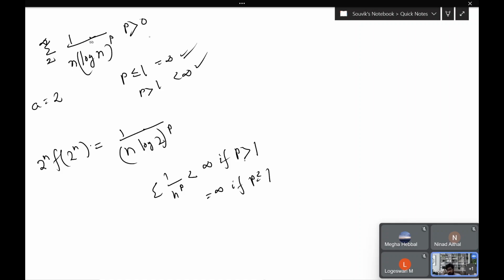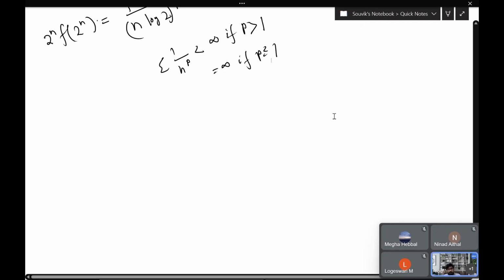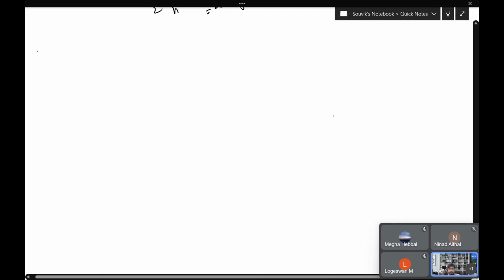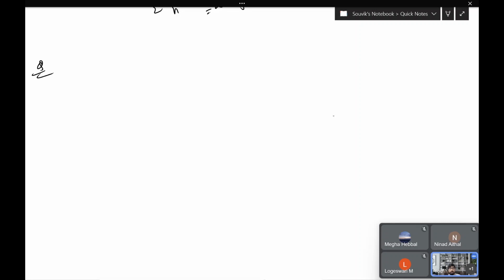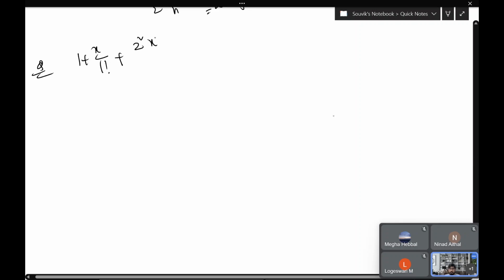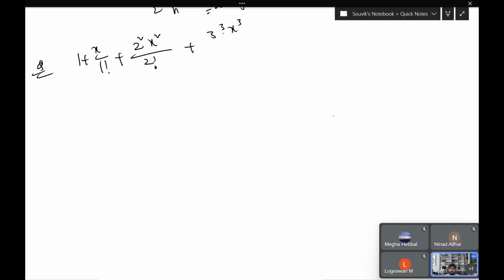Now comes the following problem. Now, for this problem, I'm not going to say which theorem or which test you are going to use. Just try to solve it by any test or by any theorem. This series, for x greater than 0. Now comment on the convergence of the series.